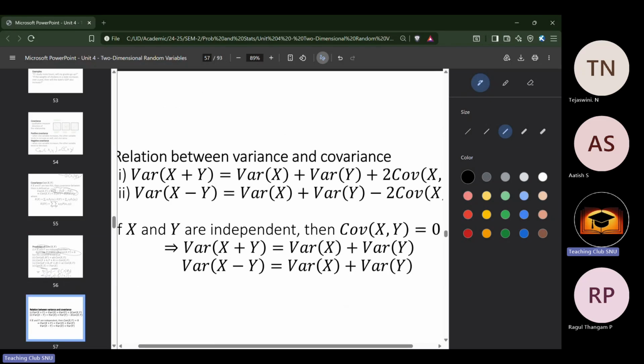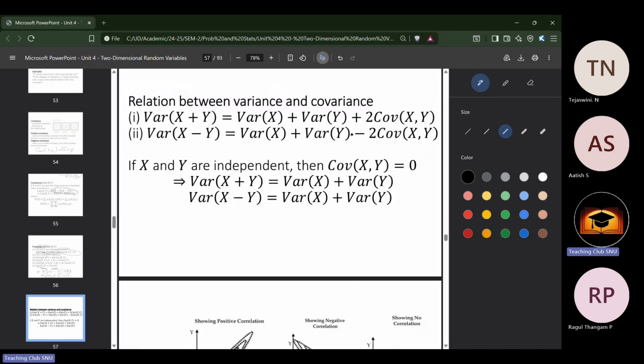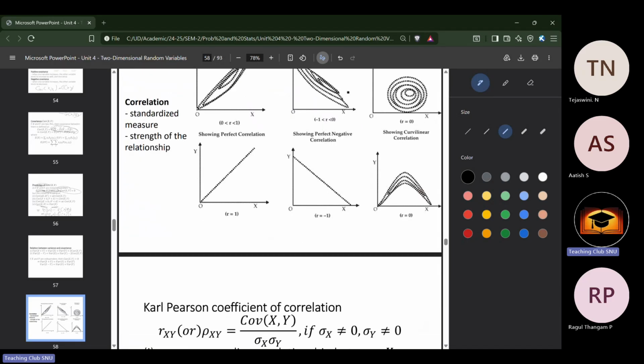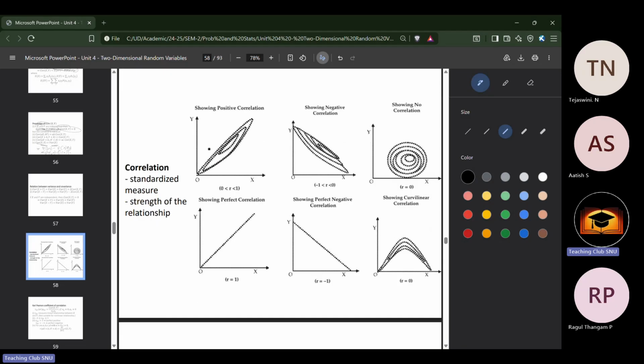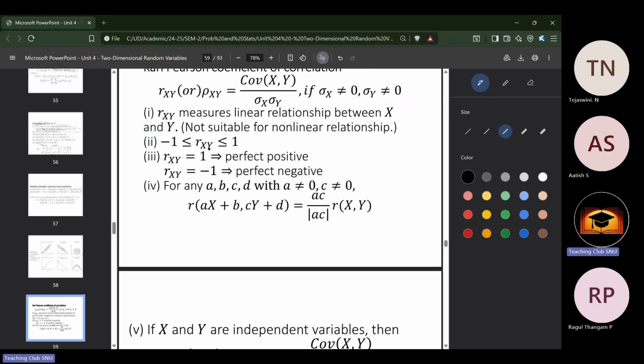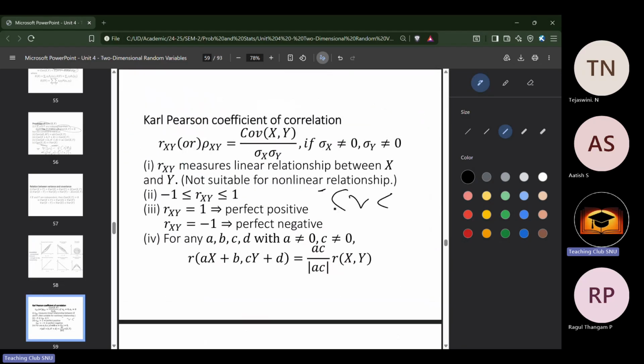Again, this formula as well. Variance of X plus Y is variance of X plus variance of Y plus 2 covariance of X comma Y and so on. Correlation again talks about the strength of the relationship. You can very well see this perfect positive correlation. This is perfect negative correlation and no correlation, negative correlation, positive correlation. Okay, beautiful. The correlation coefficient should always lie between -1 and 1.